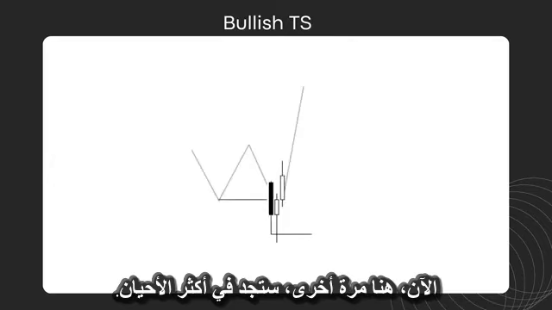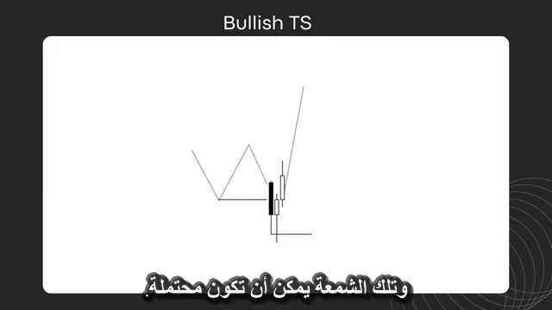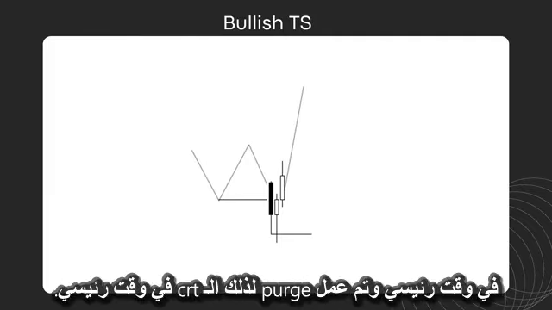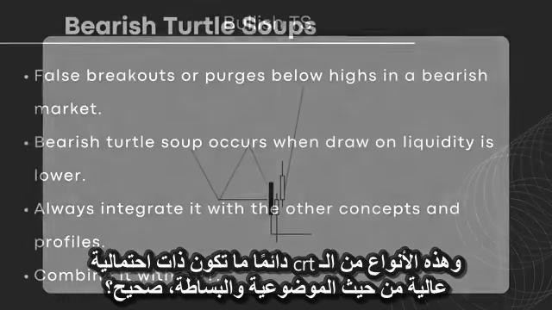Now again right here you're going to find that more often than not the low is purged with a candle, right? And that candle could potentially be treated as a CRT on the lower time frame if it's formed at a key time, and that CRT is purged at a key time. And these types of CRT are always high probability in terms of objectiveness and simplicity, right?